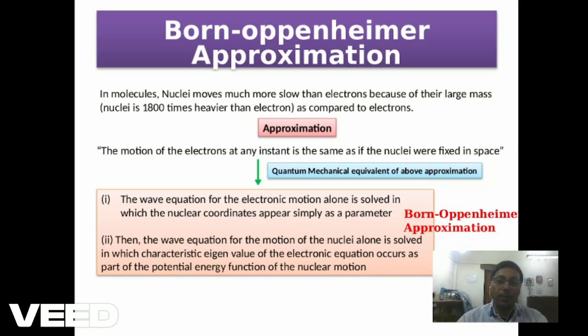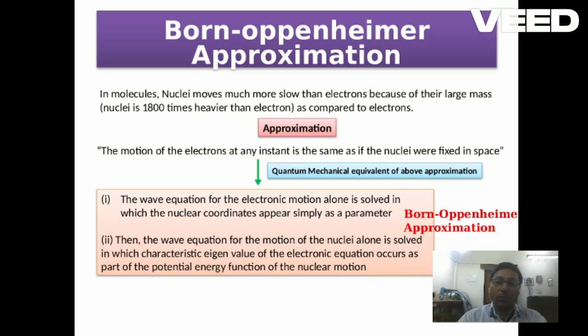The quantum mechanical equivalent of this approximation, the Born-Oppenheimer approximation, is that we take the wave equation for electronic motion alone and solve it, in which the nuclear coordinates appear simply as parameters. It means the nuclei are fixed, so we can treat the nuclear coordinates as parameters. They are not variables. They are not changing with time.